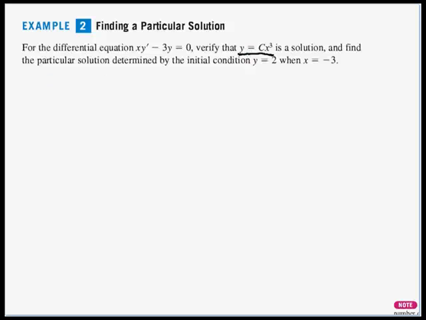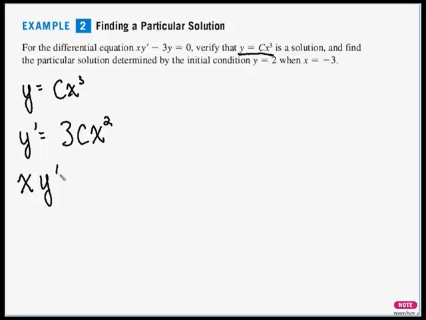So they gave us y equals c x to the third. And in our differential equation, we have a y prime. So we have to take the derivative. When we use the power rule on this, the 3 is going to come down and multiply by the c. So we're going to have 3c, and then drop the power by 1, x squared. So that's our first derivative, and we want to go to that given differential equation, x y prime minus 3y is equal to 0.